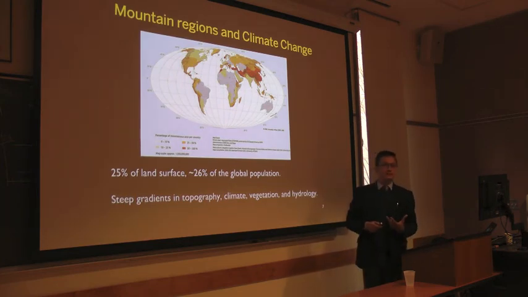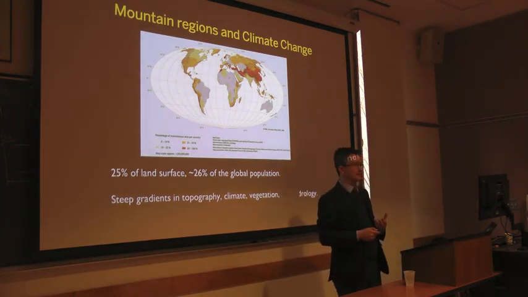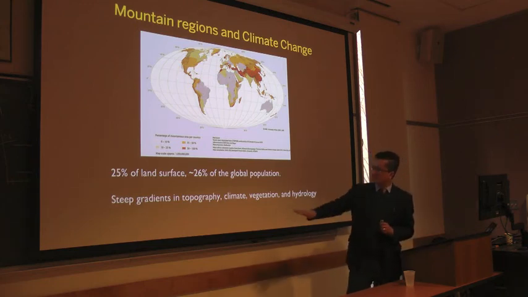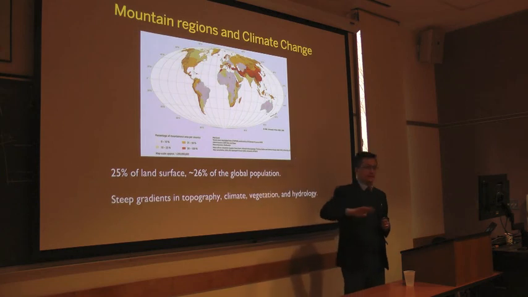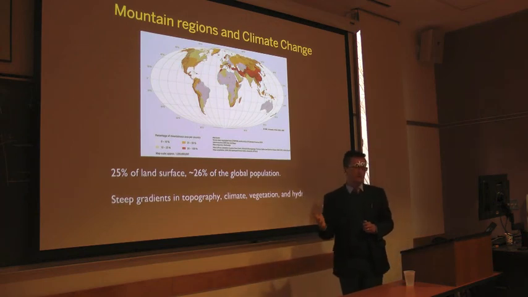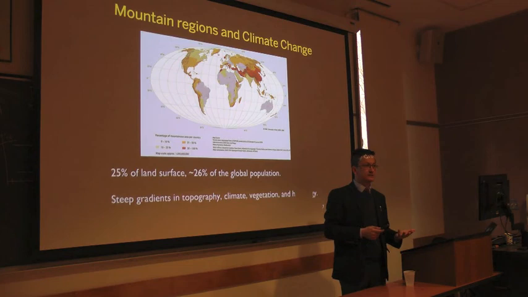Now, mountain regions are certainly among the most fragile and vulnerable regions. They occupy about a quarter of the land surface, with about a quarter of the population living within mountainous regions. And because of the steep gradients in elevation, topography, climate, vegetation, and hydrology, this is a very challenging area to work in, particularly with regards to climate processes, but also projection of climate signals.